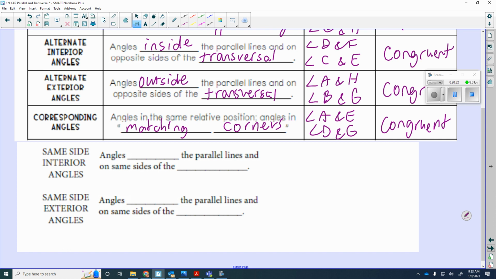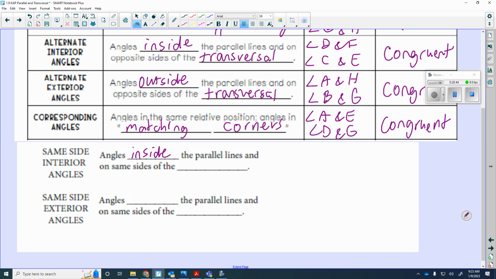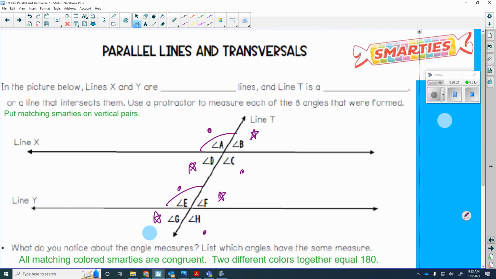Okay. So interior angles would be angles that are inside the parallel lines and on the same side of the transversal. Okay, so same side interior. Let's look back at our picture. So we're talking on the inside and on the same side. So that would be what?